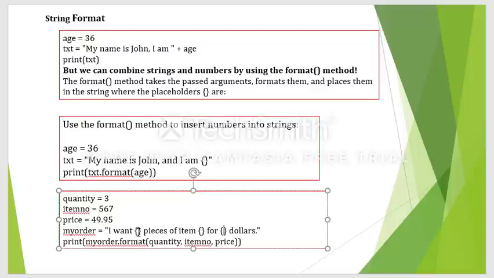I already told you that this can be utilized with indexes also. We can write here 0, this 1, this 2. We can also write it like that, 0, 1, 2. So at index 0, quantity will be replaced. The quantity contains the number 3, so the 3 will be replaced here. Similarly, at index 1, item number will be replaced in this bracket. Similarly, price will be replaced in the last bracket, which is index 2. Okay? So this is how we can combine strings and numbers using the format method.